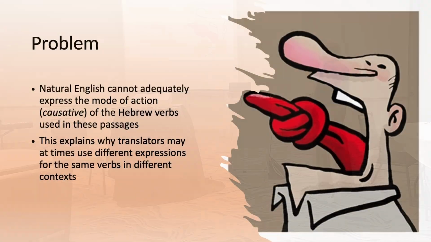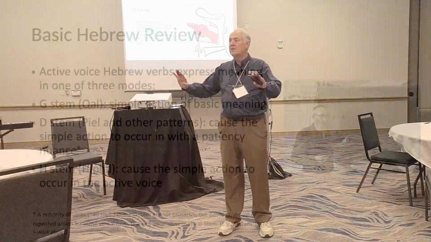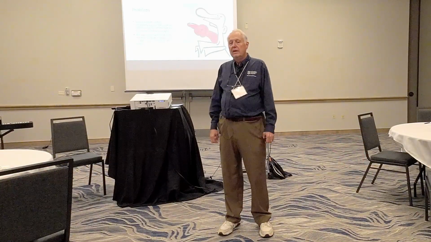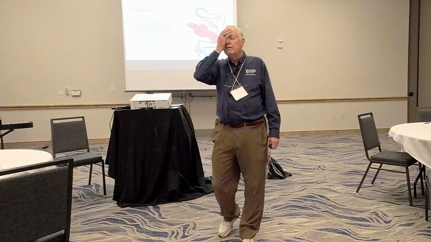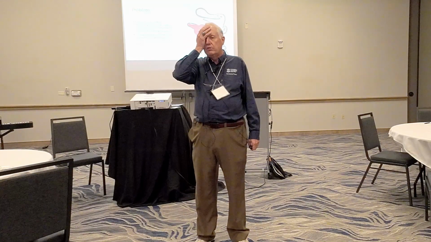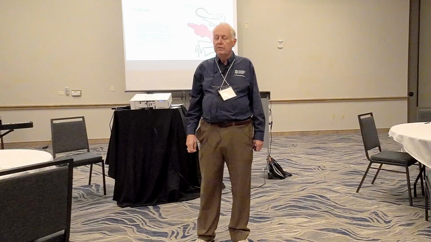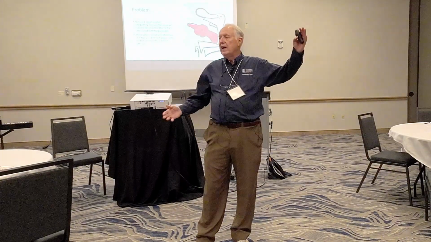Okay. This explains why translators may at times use different expressions for the same verbs in different contexts when they have causative verbs, because English sometimes simply can't. Now imagine if you tried to translate this verb accurately in an English translation. All of a sudden that genealogy takes up who knows how many pages, right? Because you have to use 4 or 5 words just to explain that English verb, and even then it might not be clear to an English reader.